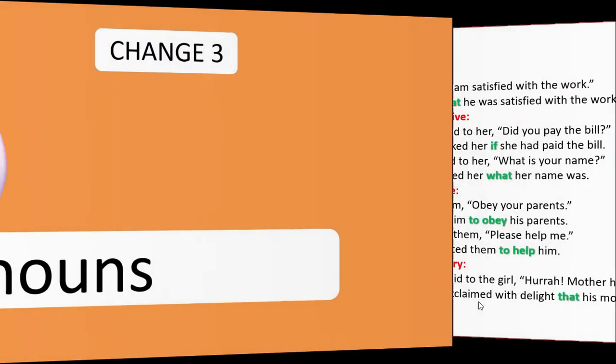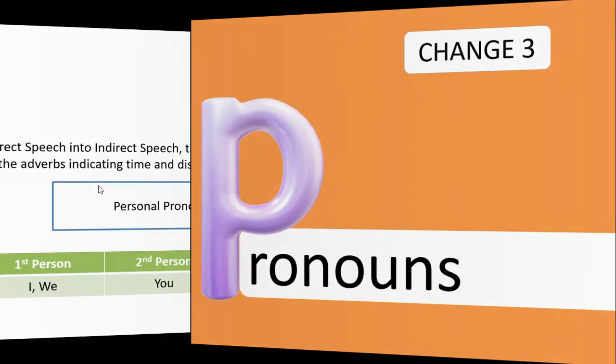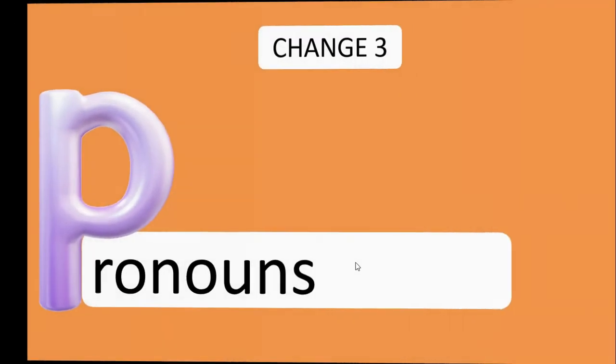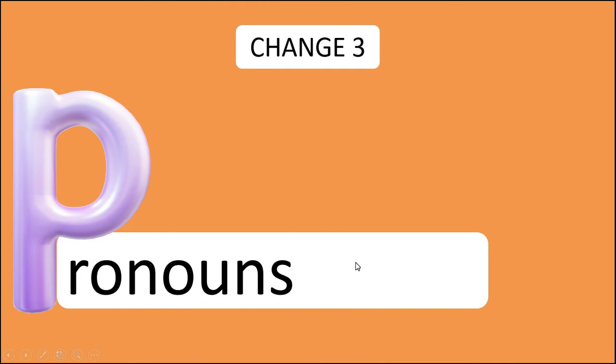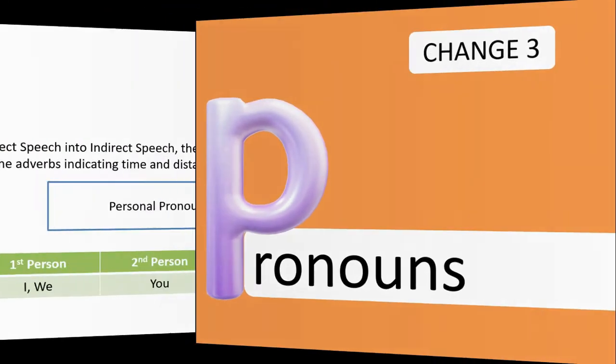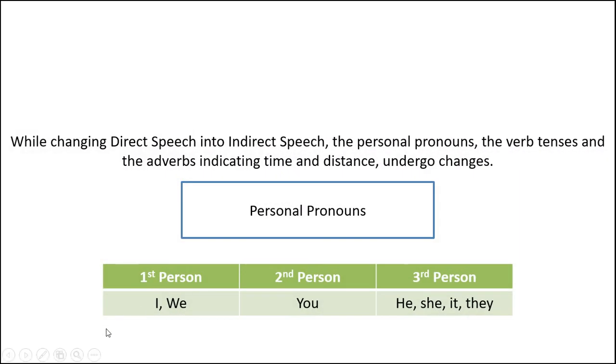Now, change number 3 is pronouns. So let us see what those pronouns are. There are 3 types of personal pronouns: first person, second person, and third person. First person pronouns are I and we. Second person pronouns are you, singular, you, plural. Third person pronouns are he, she, it, singular, they, plural.